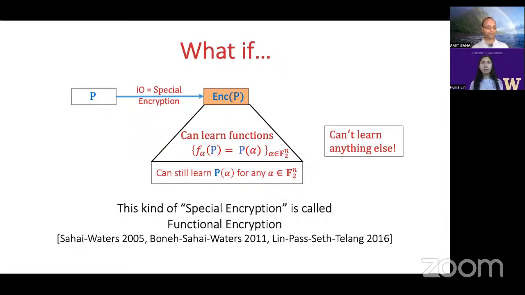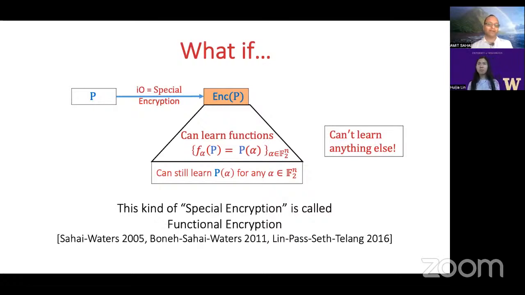Because it would again allow you to learn all of the input-output behavior of this function, and yet everything else about the program P is kept hidden, which means in particular all implementation differences are kept hidden, right? This special kind of encryption is called functional encryption, and Rachel briefly mentioned it already. And so if we could achieve this, then we would be able to achieve I/O.